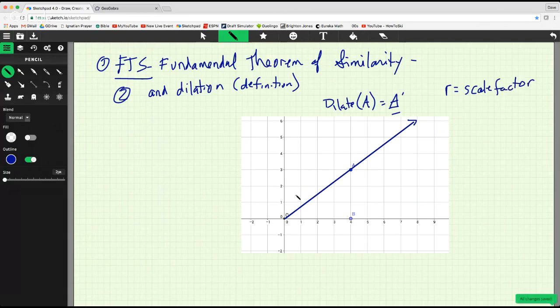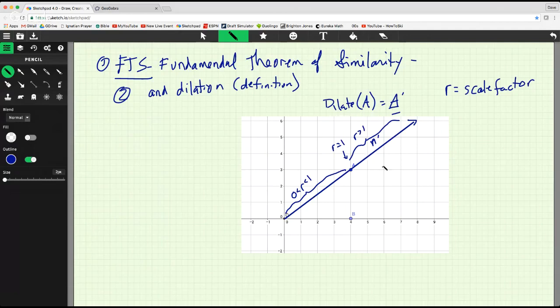If R is less than 1, if R is between 0 and 1, then it will be somewhere in here. If R equals 1, then A prime will be right on top of A. But if R is greater than 1, then A prime will be out here somewhere, right? So that's all neat and dandy. That's our definition of dilation.